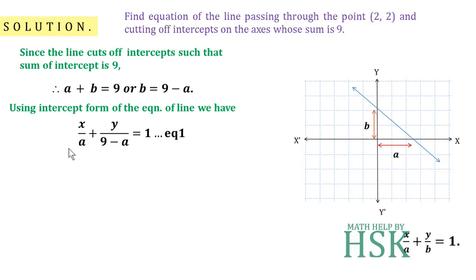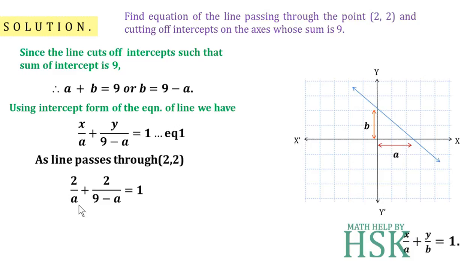Actually this is the required equation of the line, and if we know the value of a, then substituting the value of a in this equation would give us the equation of the required line. So we assume that this is an imaginary line which represents equation number 1. Now since the point (2, 2) lies on this line, it is going to satisfy this equation. Therefore we can write 2/a + 2/(9 - a) = 1.